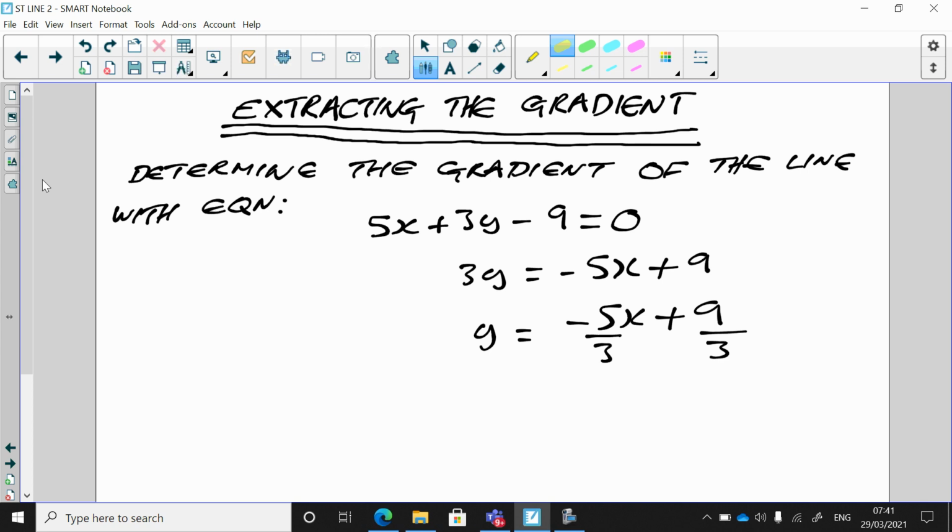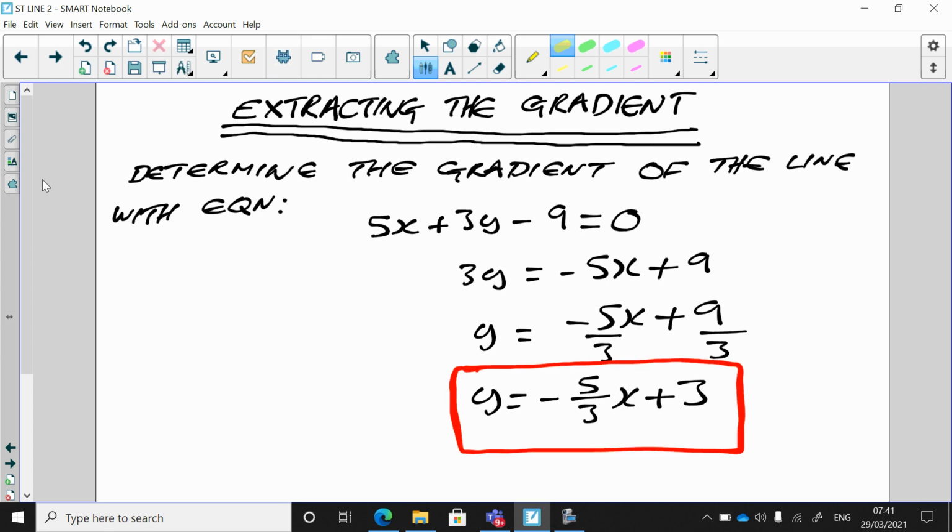So I'm just going to tidy up if I can there. The 9 over 3, it's going to come down to 3. But the negative 5 over 3, I can only express that as a fraction. It's going to be overall negative, so I'll draw the negative out the front and level the fraction bar there. So I've got y equals negative 5 thirds times x plus 3.